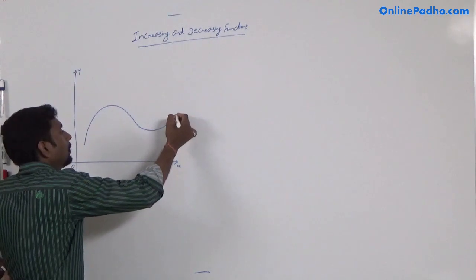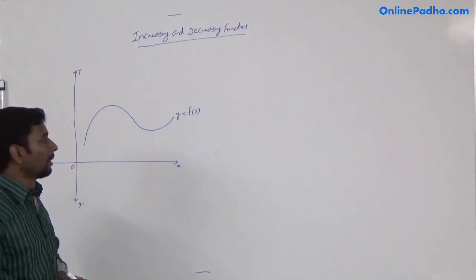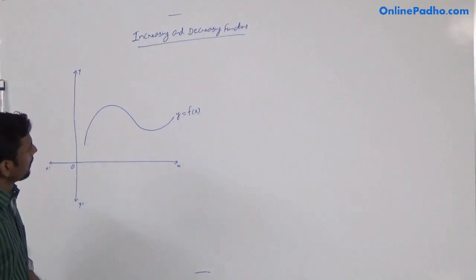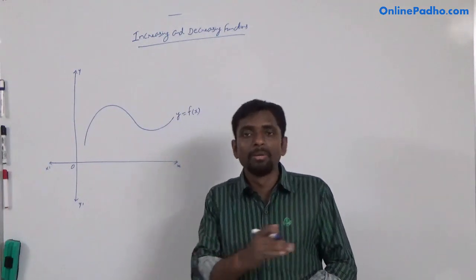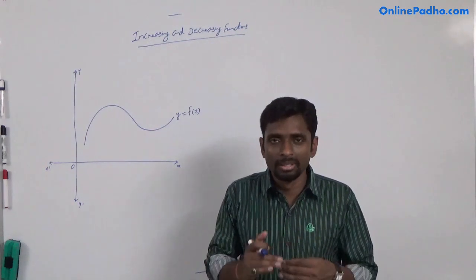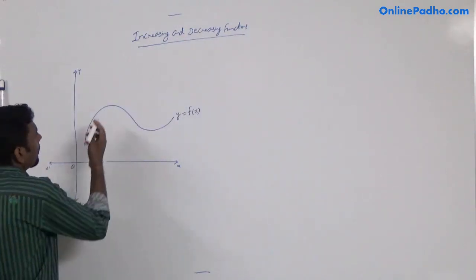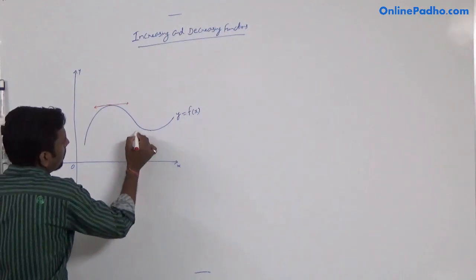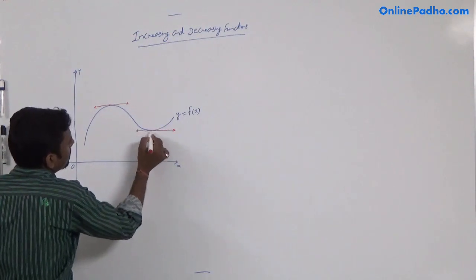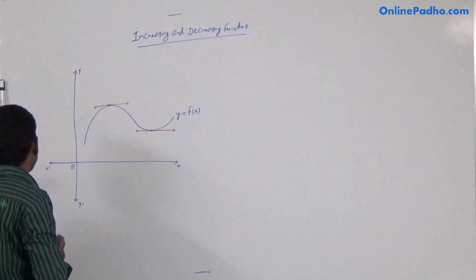So this function is y equal to f(x). First we have to find the tangent of this curve where it is parallel to the x-axis. We need to observe that in this graph, this is the point where the tangent is parallel to the x-axis, and this is also a point where the tangent is parallel to the x-axis. So these are the 2 points where the tangents are parallel to the x-axis.